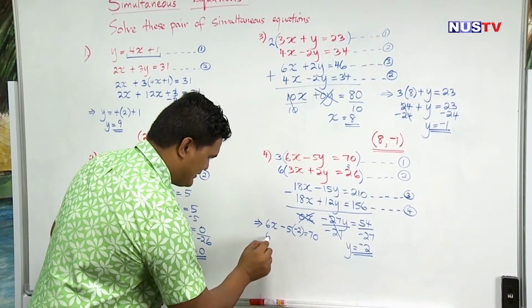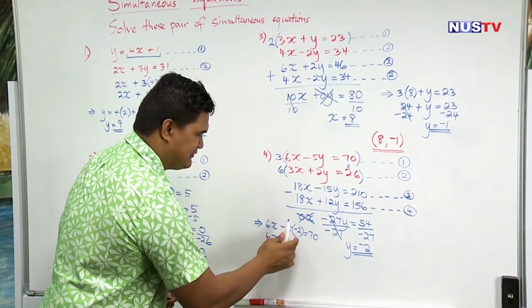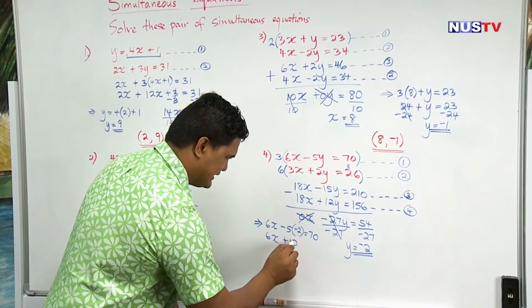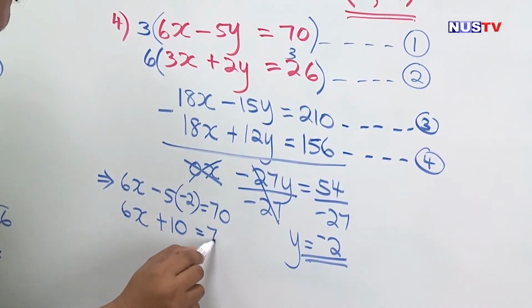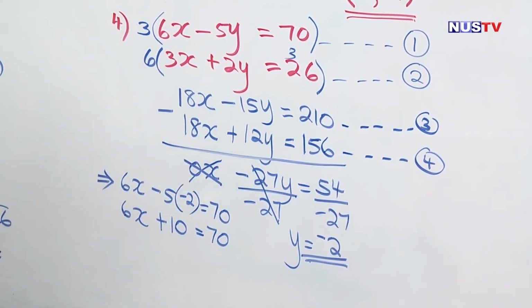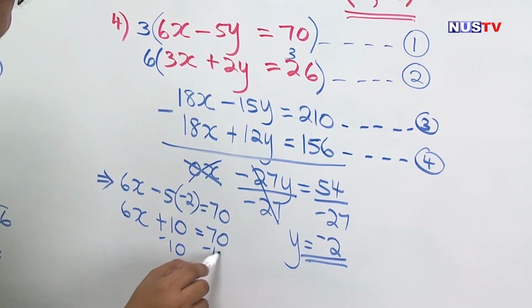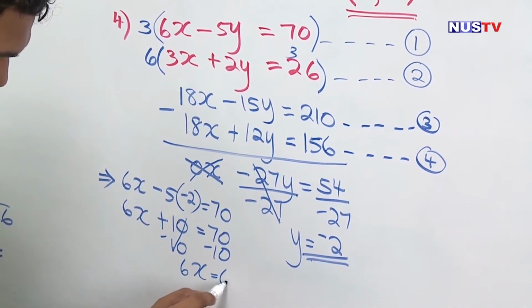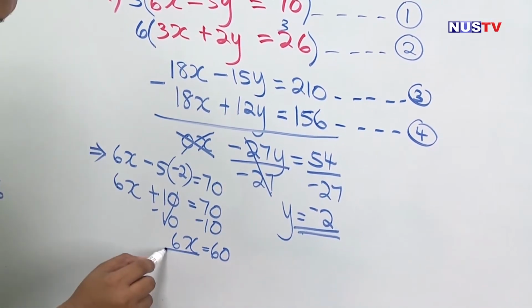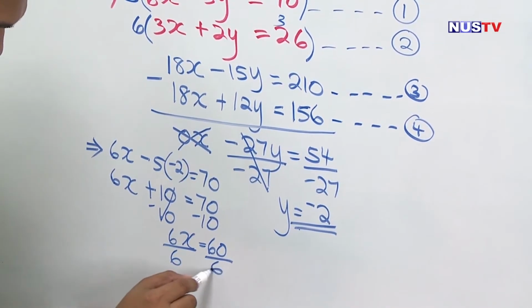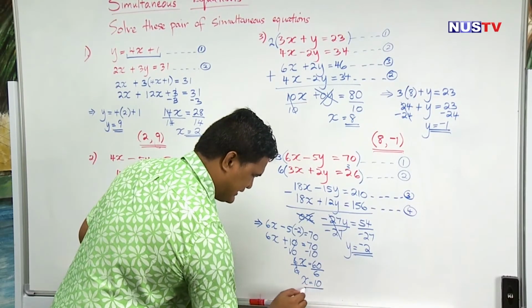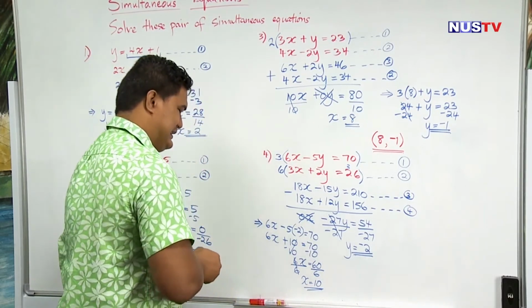So now we have 6x here. Negative 5 times negative 2, that will be positive 10. And that is equal to 70. So continue with our computation. We minus 10 both sides. So we have 6x here, and that is equal to 60. So dividing both sides by 6, now we have x is equal to 10. So the value of x is equal to 10.